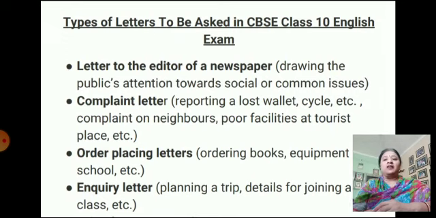Types of letters to be asked in the CBSE class 10 English exam. First, letter to the editor of the newspaper, drawing the public attention towards social or common issues. Complaint letters, reporting a lost wallet, cycle, etc. Complaints on neighbors, poor facilities at tourist places, etc. Next, order placing letters, ordering books, equipment related to the school, etc. Inquiry letter, planning a trip, details for asking or joining an extra class.